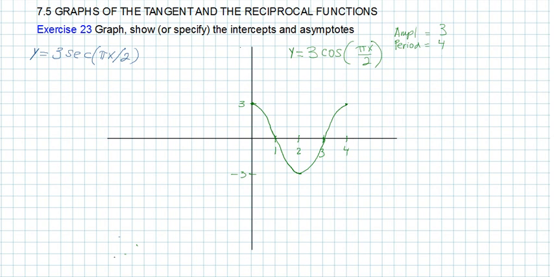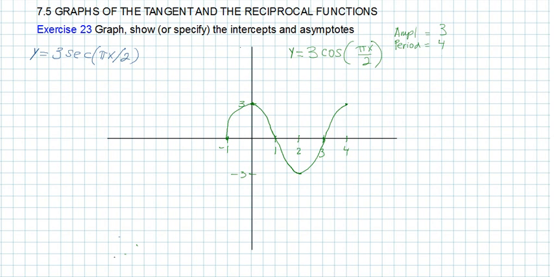So what you want to do is you want to extend your cosine to the left. So remember you cut your period into 4 parts. Now you're adding 1 unit. I can add 1 unit to my left, and I can complete this half right there. And now I can draw my secant.